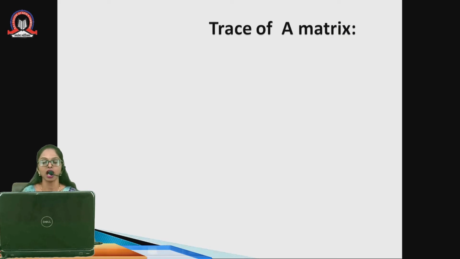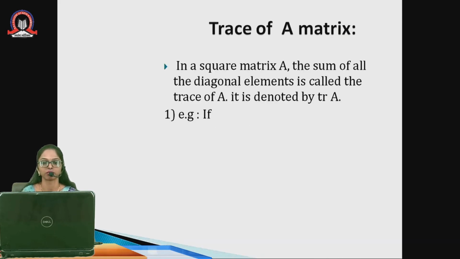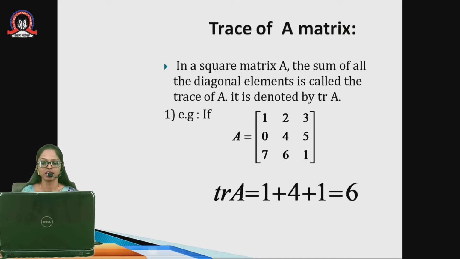Next we see how to find the trace of a matrix. In a square matrix A, the sum of all the diagonal elements is called the trace of A. It is denoted by tr(A). For example, if A is equal to first row 1, 2, 3, second row 0, 4, 5 and last row 7, 6, 1, then the trace of the matrix is the sum of all the diagonal elements, that is 1 plus 4 plus 1, which is equal to 6.